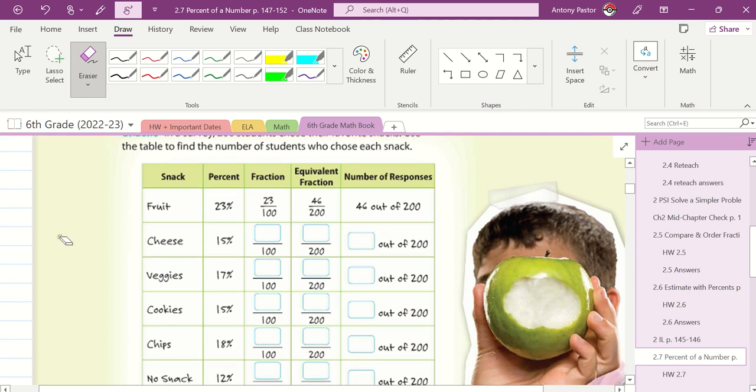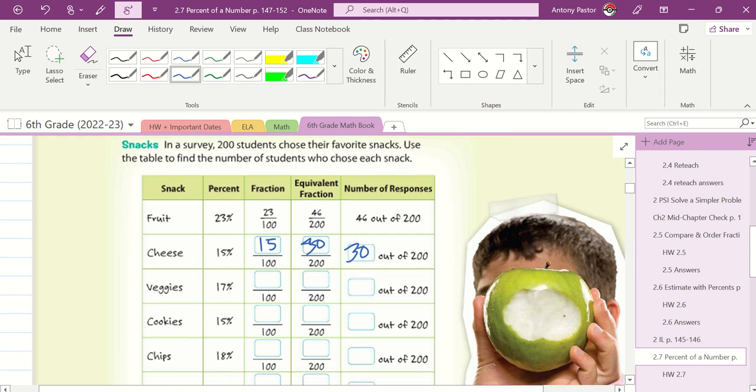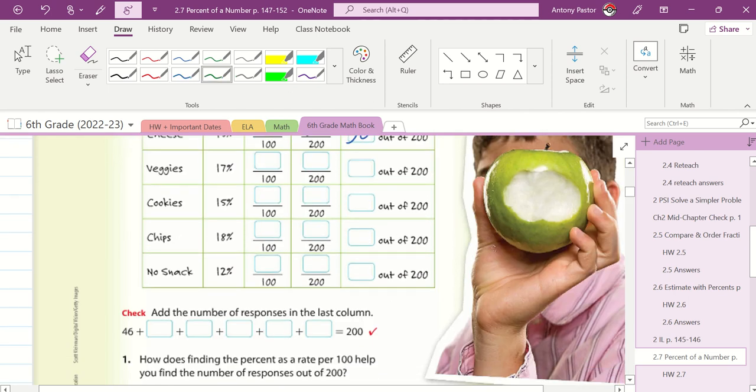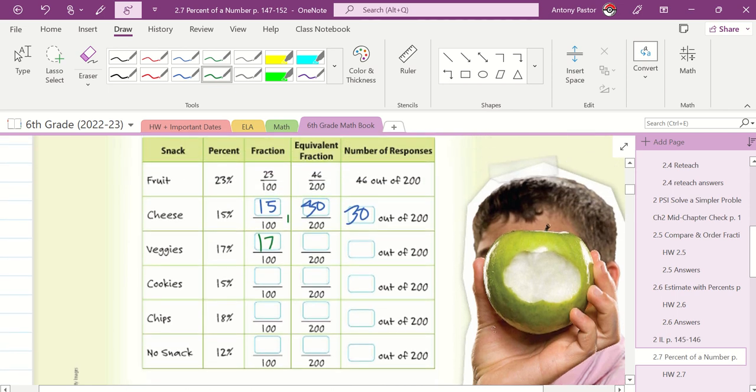Now we're going to do the rest of this. Cheese was 15%, which means 15 out of 100 chose cheese. Double that, since there were 200 students, would be 30. So 30 students out of the 200 chose cheese. And we will continue on. Veggies, 17%, so it's 17 out of 100, which will actually double to 34. So 34 students chose it.